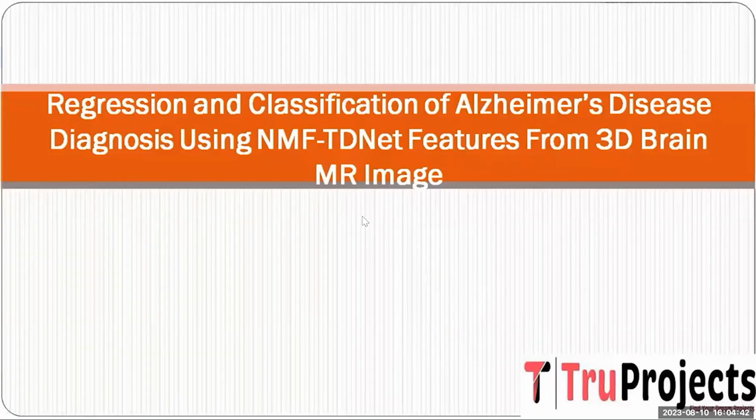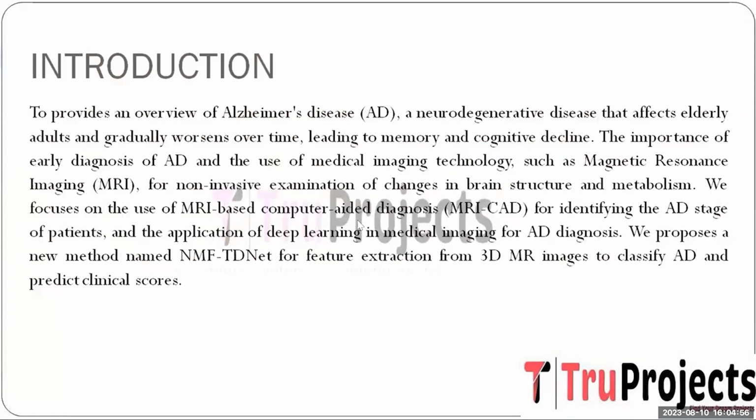In this video, we are going to explain a project titled Regression and Classification of Alzheimer Disease Diagnosis using NMF-TDNet features from 3D brain MR image. This project presents a comprehensive overview of Alzheimer disease, a progressive neurodegenerative condition affecting the elderly and characterized by cognitive decline and memory impairment. Emphasis is placed on the significance of early AD detection and the role of non-invasive medical imaging, notably MRI images, in assessing the change in brain structure and the metabolism.